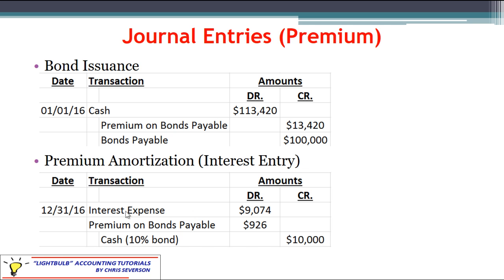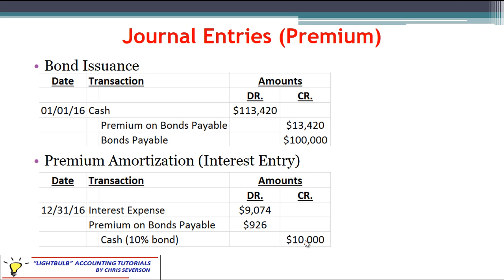But what we're going to do here, for the interest expense entry, notice that we originally credited the premium, which is an adjunct liability account. It adds to the value of the liability. To decrease it over time, to amortize it, we have to debit that premium. So in this case, we debit it for $926. And we'll see where this amount comes from.